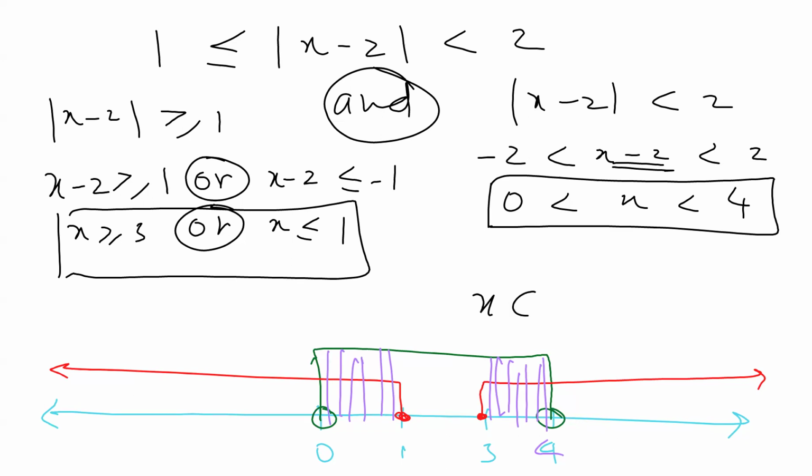So x belongs to, this is ultimately the final answer. X belongs to 0, 1, 3, 4 union in between, because both are the answers, na? This as well as this. There is no intersection between both. This is the final answer.